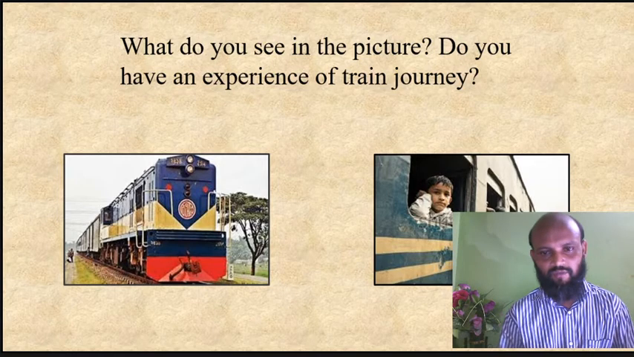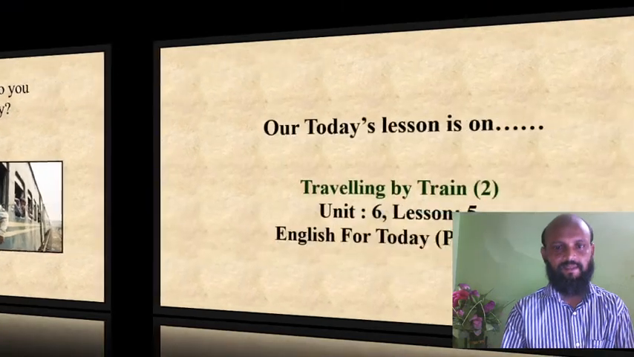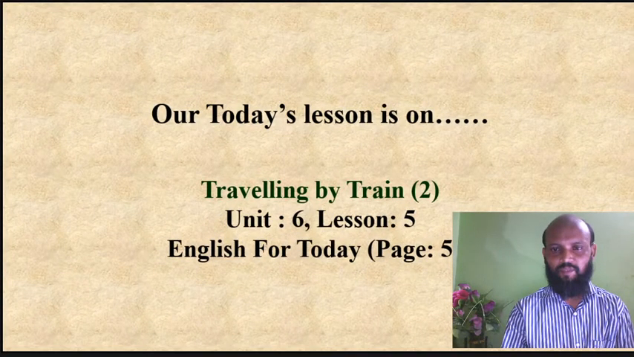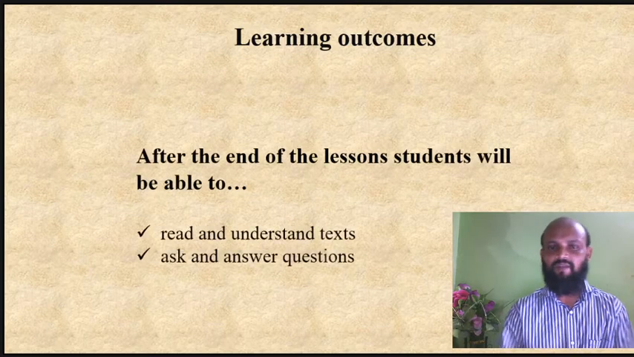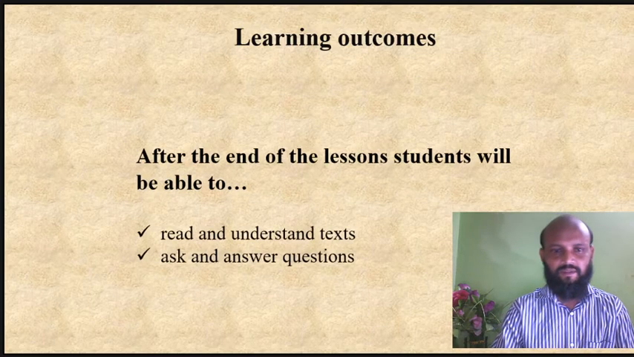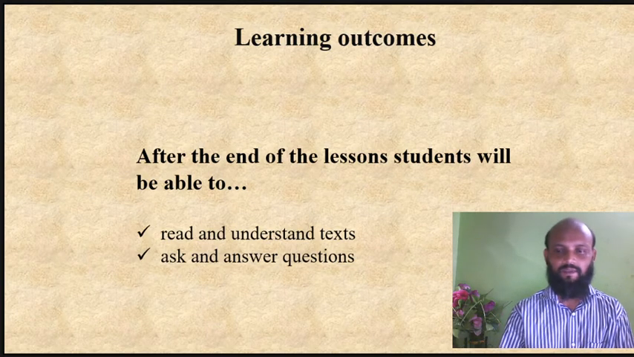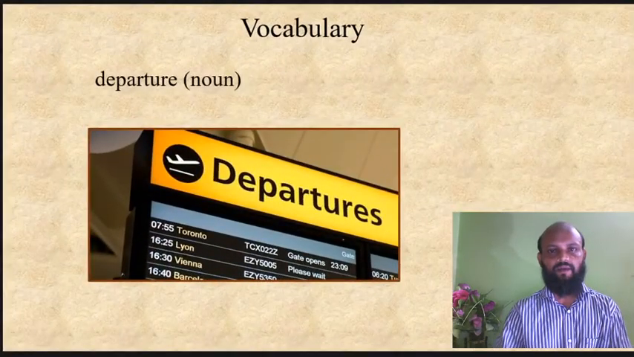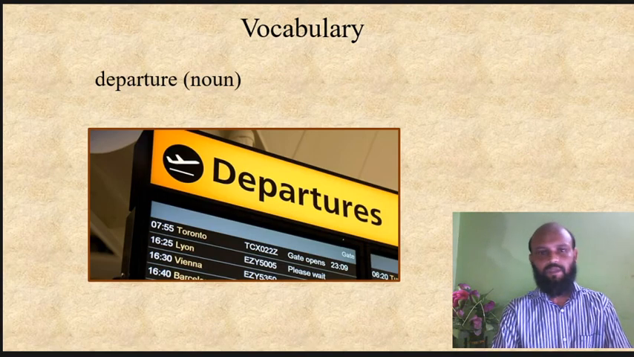This is very enjoyable. So our today's lesson is Traveling by Train, part 2, Unit 6, Lesson 5. After the end of the lesson, you will be able to read and understand this text, and ask and answer questions. These are the learning outcomes. Now we will learn some of the key vocabulary from this text. The first one is departure.